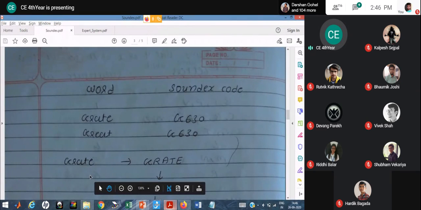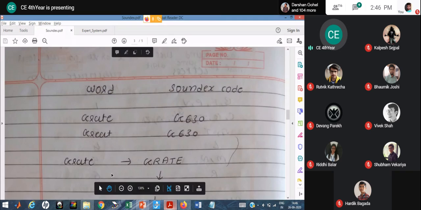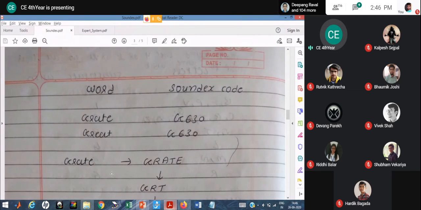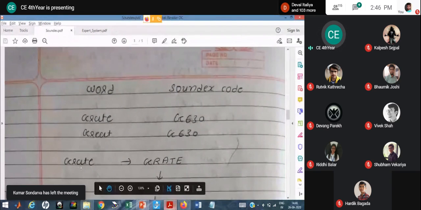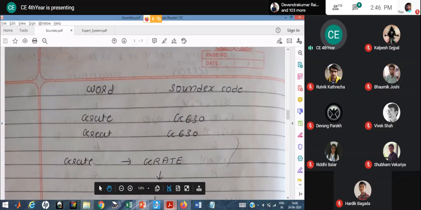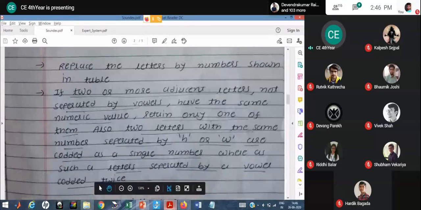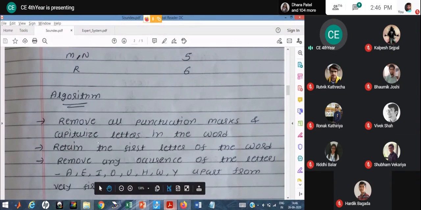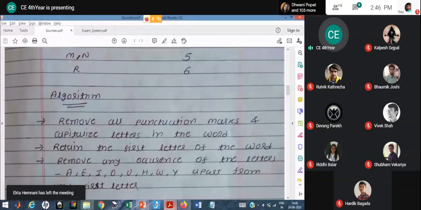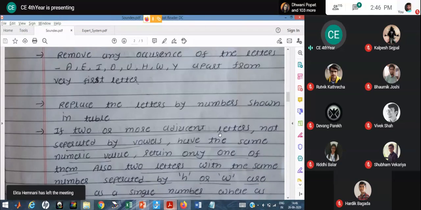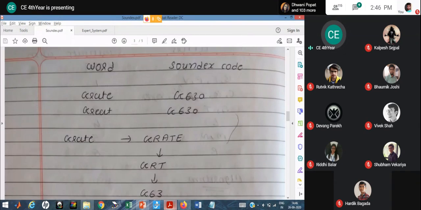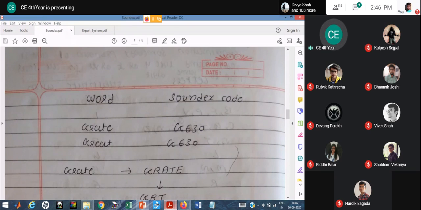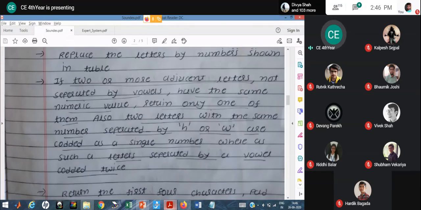Suppose, let's say, in the exam this type of word is asked. The question is: find out the Soundex code for a particular word. This type of question can be asked in the exam. So suppose the word given is GRATE. Now see the algorithm, everyone. The first step of the algorithm is remove all the punctuation marks and capitalize the letters in the word. Here there is no punctuation, so you have to capitalize: GRATE.